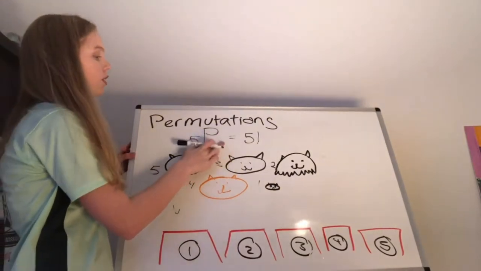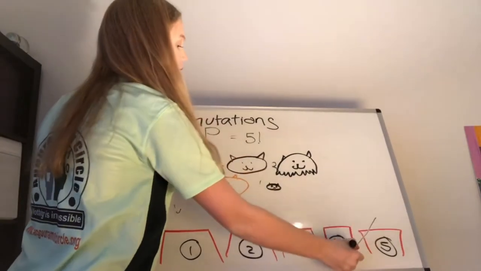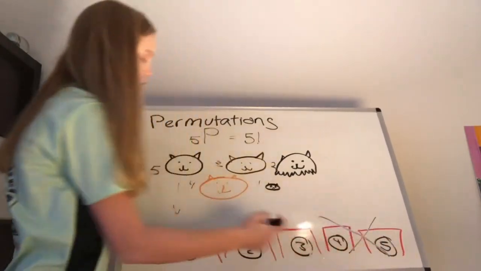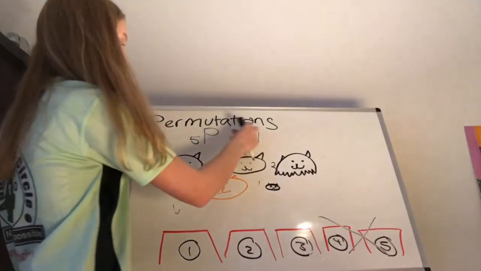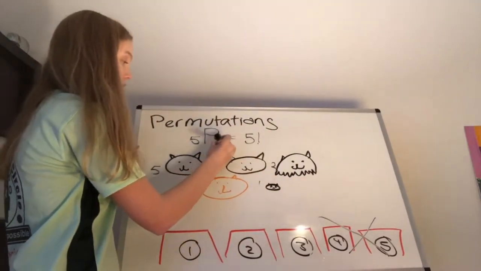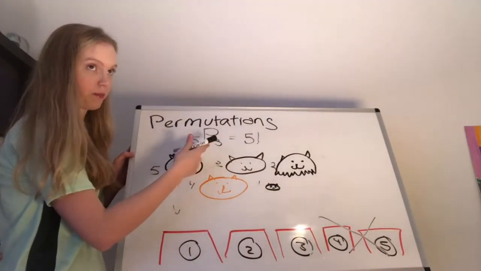But what if we're not placing all of these guys, right? We just want first, second, and third place. Those are the only ones that get ribbons anyways, so why do those even matter? So we're actually gonna permute 3 of these. We're gonna take 5 objects and we're gonna order 3 of them.